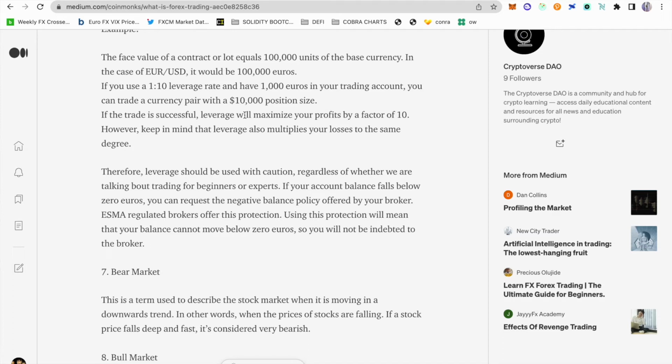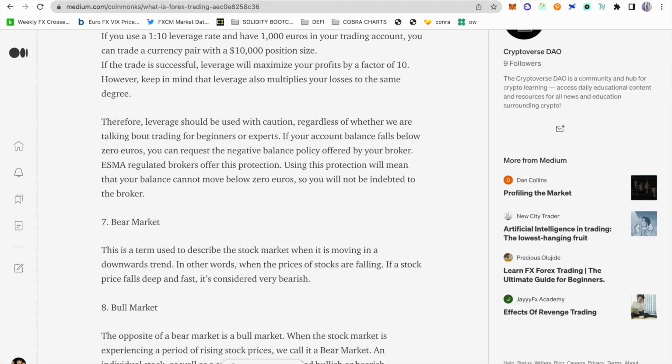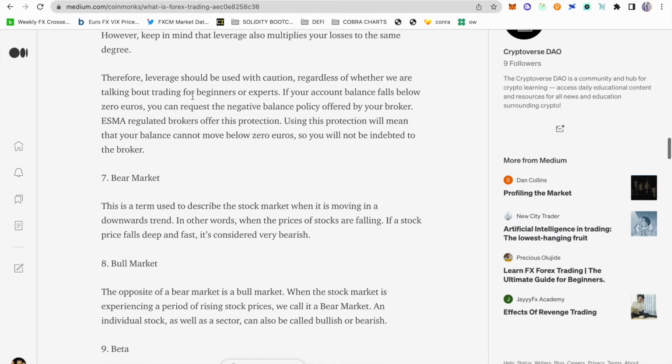If the trade is successful, leverage will maximize your profit by a factor of 10. However, keep in mind that leverage also multiplies your losses to the same degree. Therefore, leverage should be used with caution, regardless of whether we are talking about trading for beginners or experts.